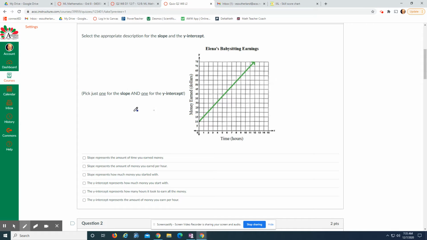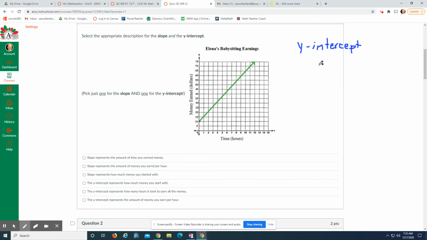Hi, Josiah. So basically, what this means is it wants you to select one for slope, and you'll see that the first three are slope, and the second three are y-intercept. The y-intercept is always going to mean what you start with, and so when we look at this, I can say, okay, what's the y-intercept mean? The y-intercept means what I start with for whatever the y is.